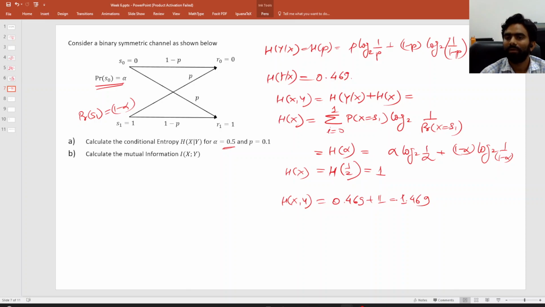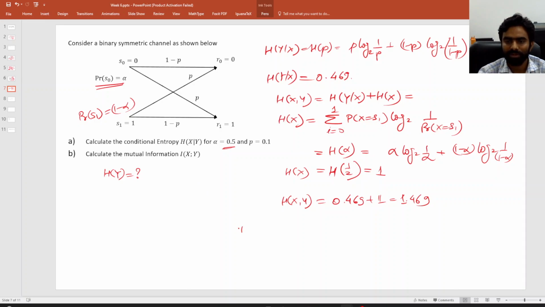Okay. And I'm giving you one more question. Find h of y. What is h of y? So further I will calculate, because for the part 2 mutual information, we have to calculate h of y only. Okay. So what is the mutual information for this thing?